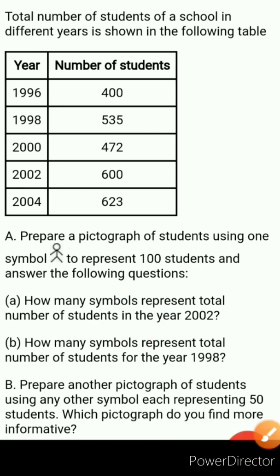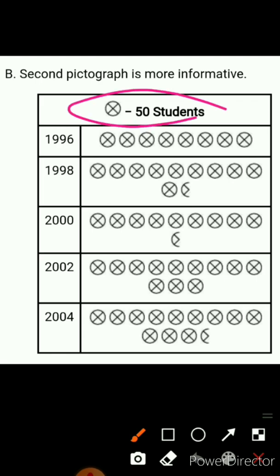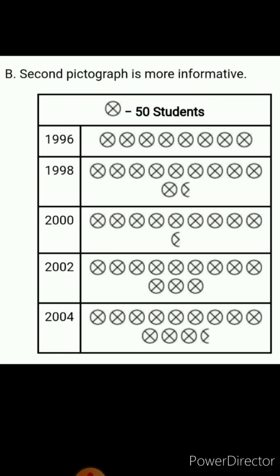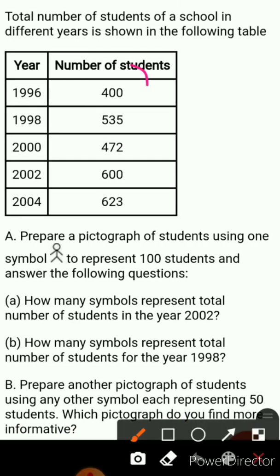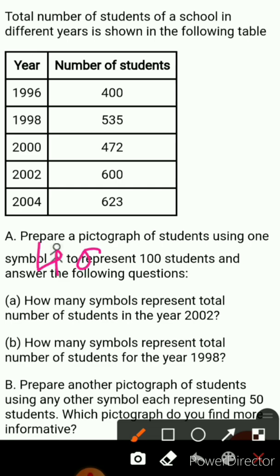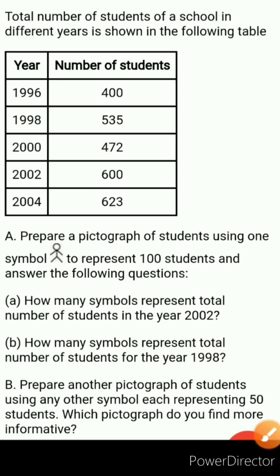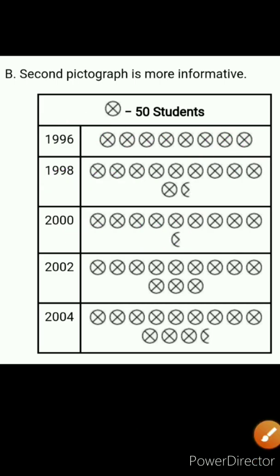Okay, so here is your another pictograph, and this time we are using this cross circle for 50 students. So in 1996 the number of students is 400. Here we will use 8 symbols, because 400 divided by 50 equals 8. So here we will use 8 symbols. Clear? 1 2 3 4 5 6 7 8. One symbol represents 50, so 8 symbols will represent 400.